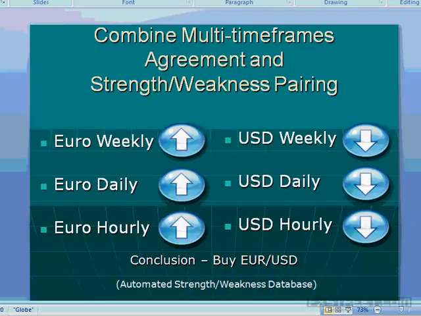So, I do look at futures, but what I'm looking at, and I think this is an advantage, is pairs. However you're trading currencies, you're looking at pairs, and when you're looking at pairs, the advantage is that you could take advantage of strength and weakness and pair them together to find a stronger directional bias. Okay, so how do I combine multiple time frames and agreement with strength weakness pairing?